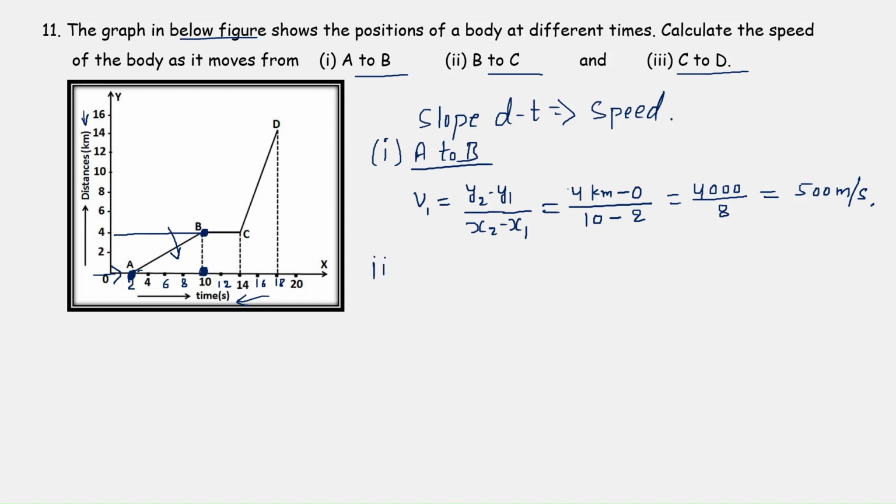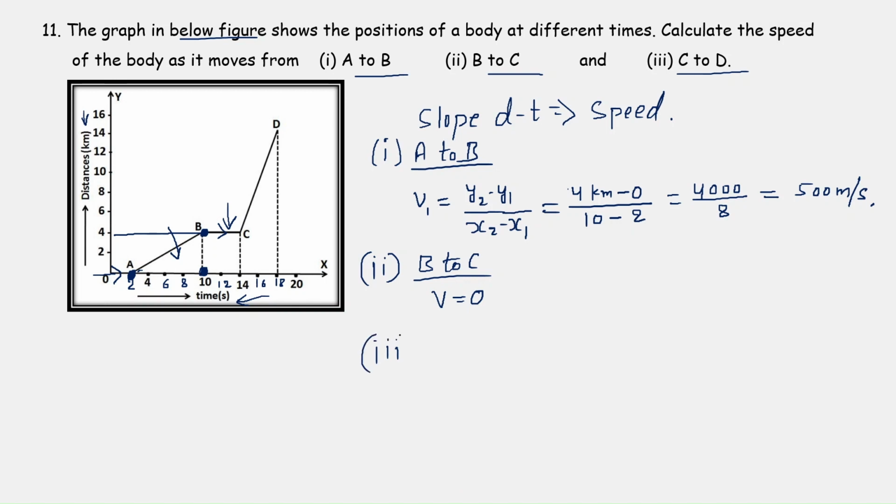Okay, hope you have got it. Next, second one from B to C. So in the B to C, if you consider, there is no slope actually. So y2 and y1 both are same. So v will become 0 in this case. Let me write B to C. From B to C, v value will become 0.